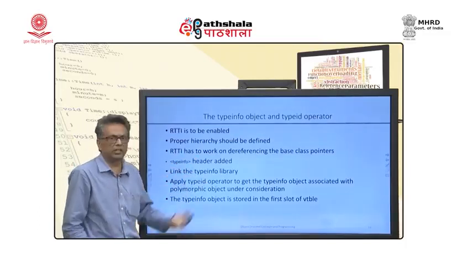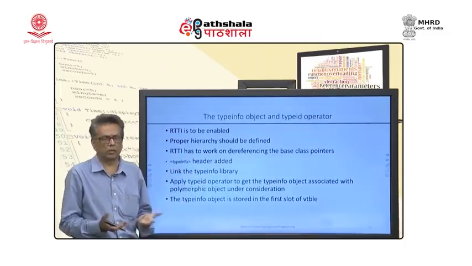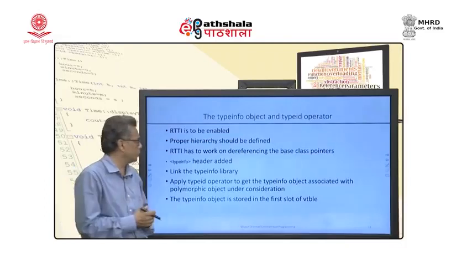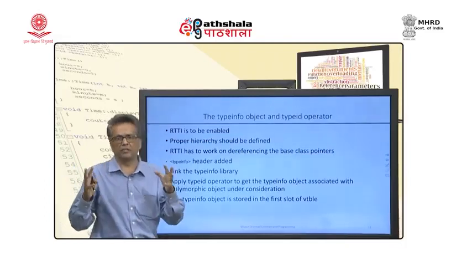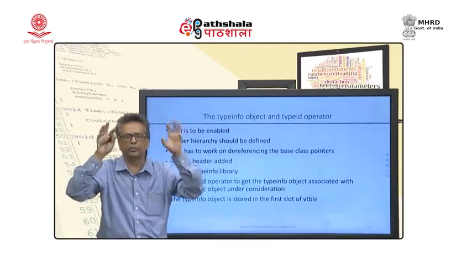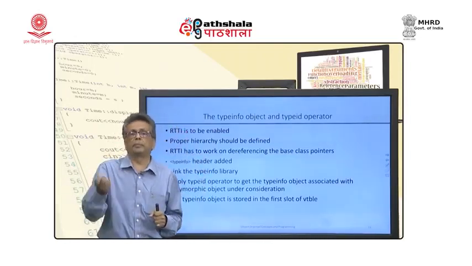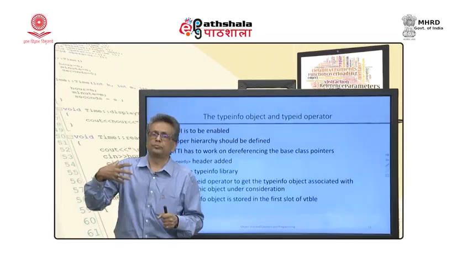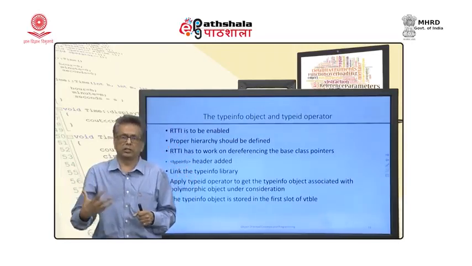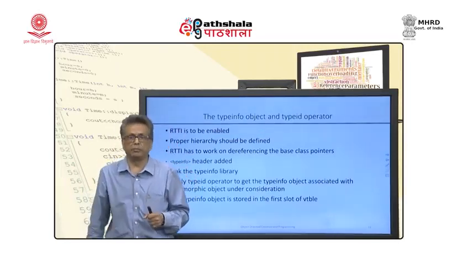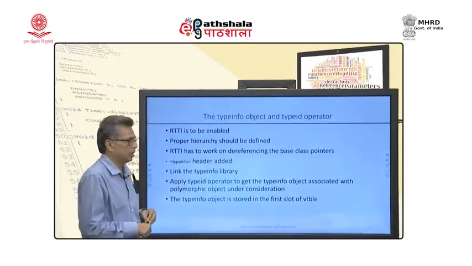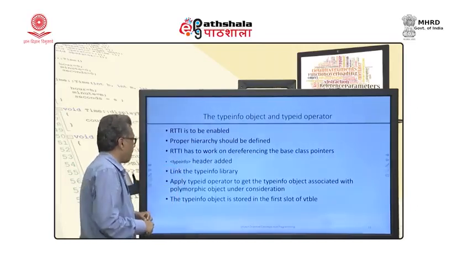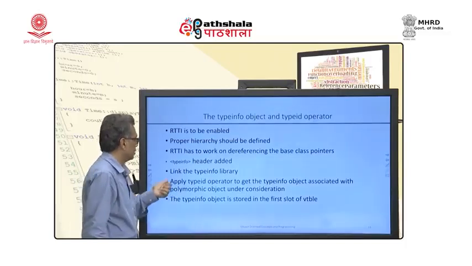RTTI has to work with dereferencing a base class pointer or using a reference or a pointer to it. We have to add the type info header. Whenever we do that, the type info header is to be added. Then the type info object for that polymorphic object can be referred to, and you get 3 important attributes of that particular object.